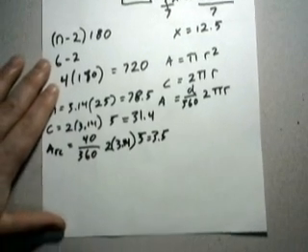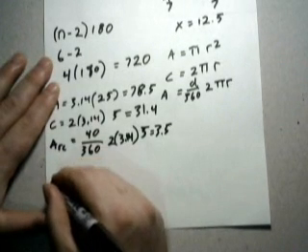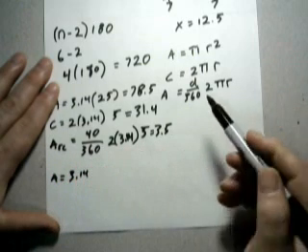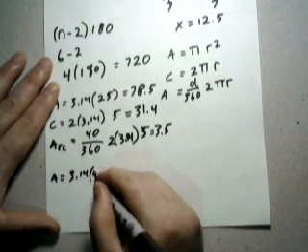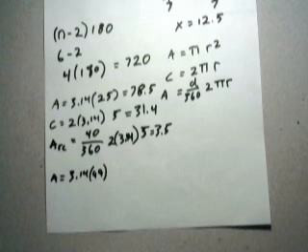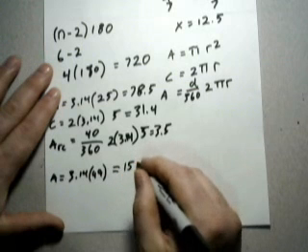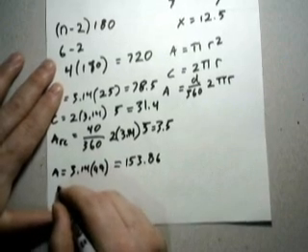All right, moving on to B. See, our radius is 7 on that one. So the area is equal to 3.14 times the radius squared, which is going to be 49. So 7 squared is 49. So 3.14 times 49, 153.86. So that's the area.